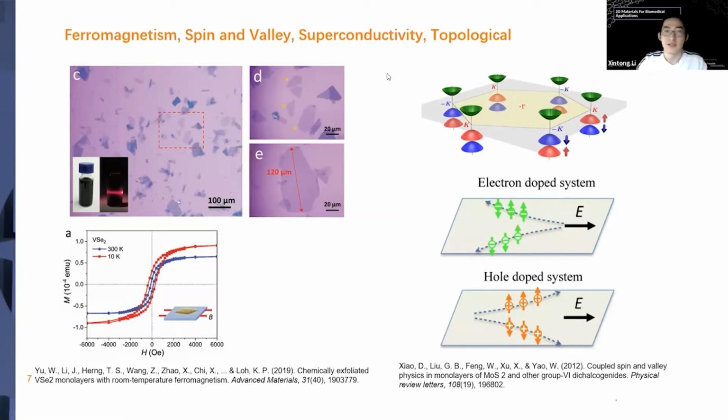And there are many other interesting phenomena like superconductivity in, for example, RbSe2, and topological phases like the quantum spin Hall phases in 1T prime WTe2. But those phenomena usually require very low temperature.